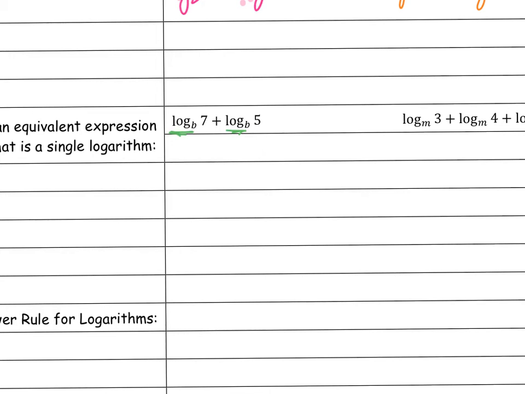I know I'm going to have 1 log, so I'm just going to write that log. Log base b. And then I've got 7 times, let me try this one more time, 7 times 5. And for now, that's all we're writing, 7 times 5. That's all, done, okay?